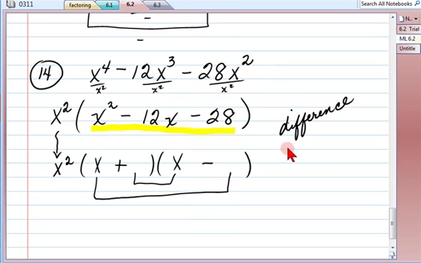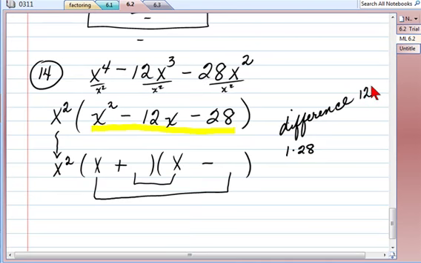28. Is it 1 times 28? Do those have a difference of 12? No. All right, 2 times 14. Do those have a difference of 12? Yes. I don't care about anything else. I know 4 times 7 would work, but I don't care because I found it. Now, if all you want to do is randomly throw them in there and check it, you could do that. If the sign turns out to be wrong, you change the signs. But let's be a little wiser than that.